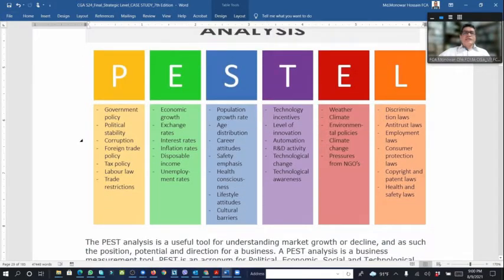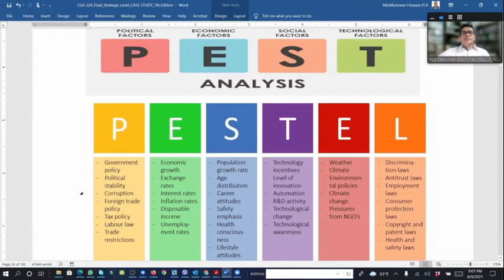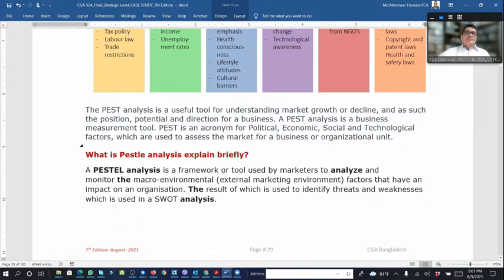In the analysis, we can say political, government, etc., and environmental, economic, and here we have social factors. There are a lot of things: population growth, age restriction, career attitude, and then technology and technology-based industry, like automation, etc. That type of force. How does PEST analysis work? A PEST analysis is a framework or tool used to analyze and monitor the macro environment, the external market environment factors that have an impact on an organization.